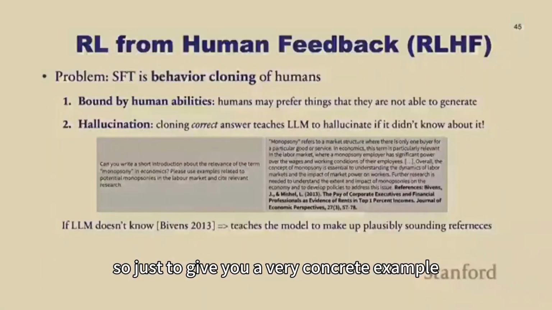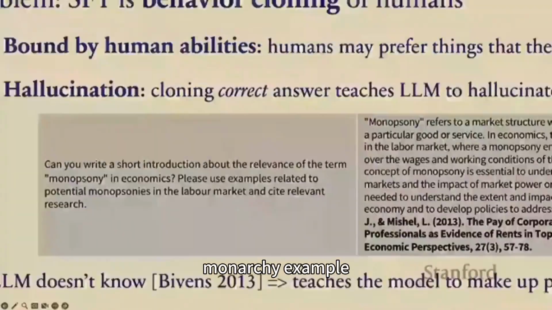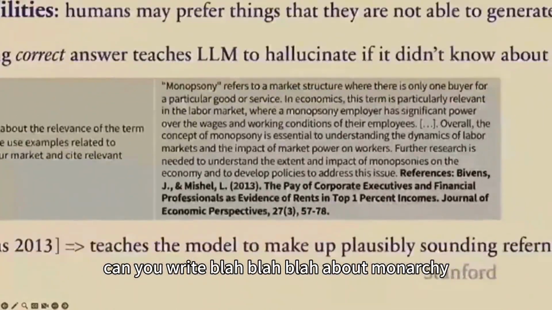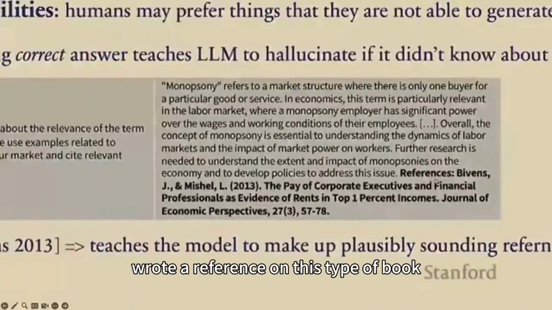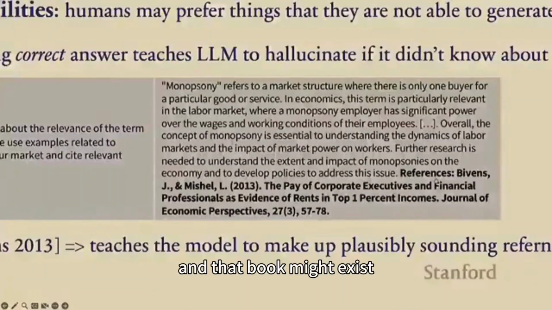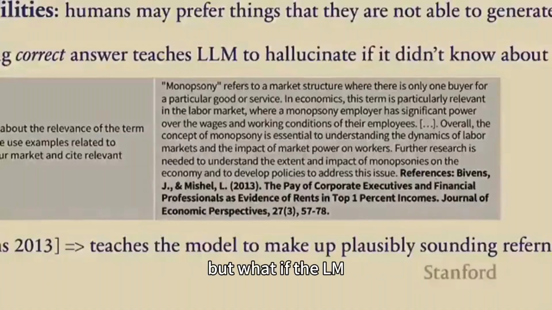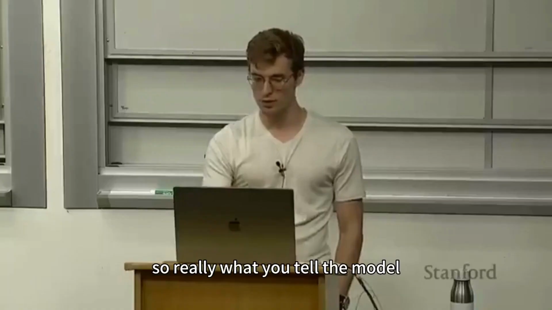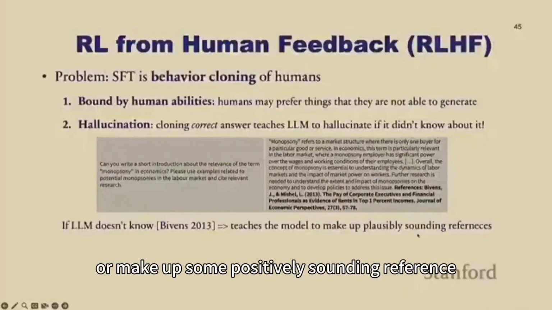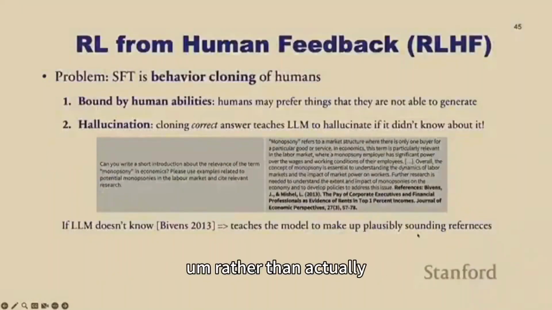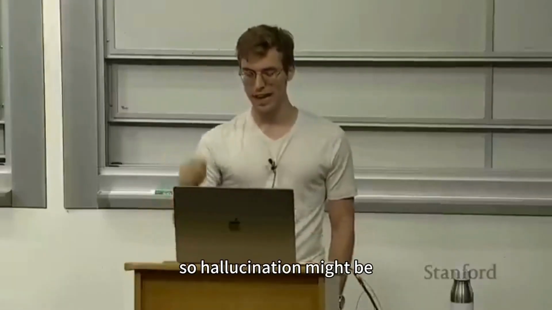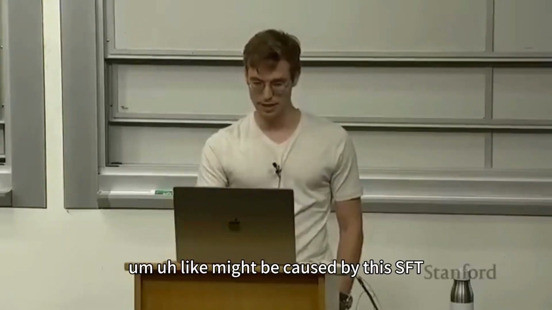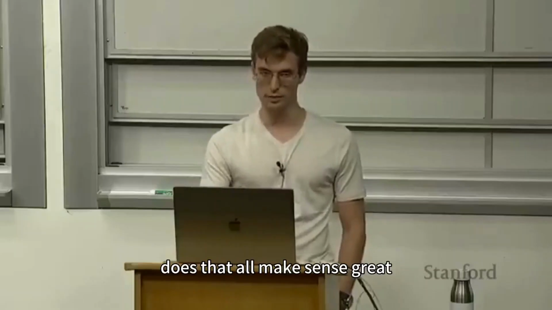Just to give you a very concrete example, if we go back to this monopsony example, can you write blah, blah, blah about monopsony? Imagine that the human wrote a reference on this type of book. And that book might exist. That might be a correct reference. But what if the LLM never saw this reference during pre-training? Then it doesn't know that it's a correct reference. So really what you tell the model is to make up some plausible-sounding reference rather than actually tell the real reference that it saw during pre-training. So hallucination might be caused by this SFT. That's problem number 2. Does that all make sense?